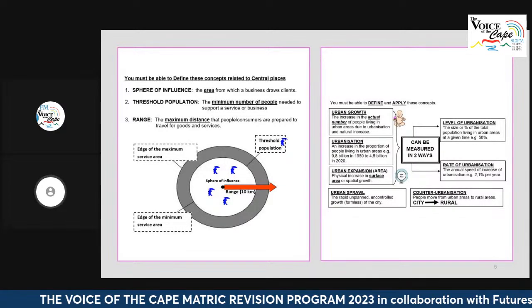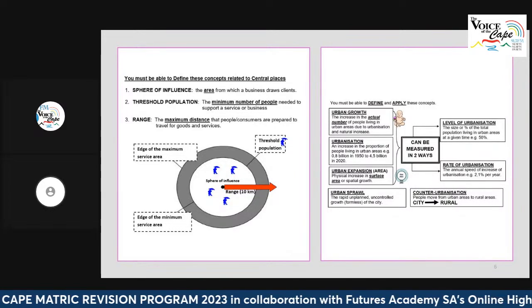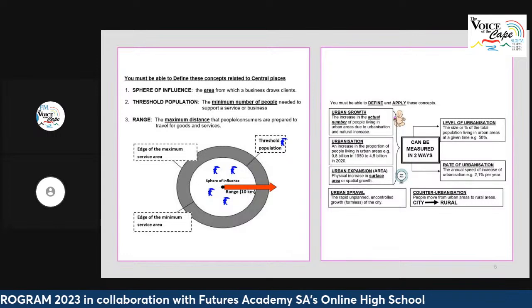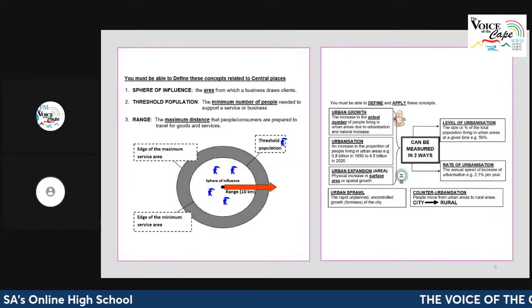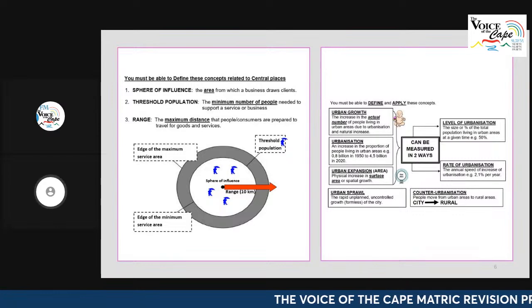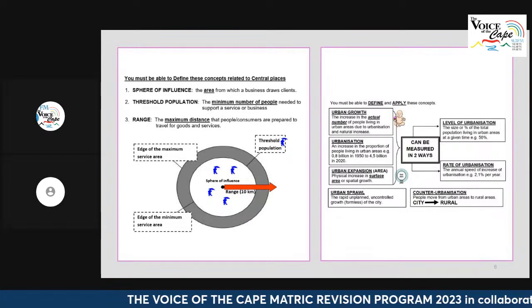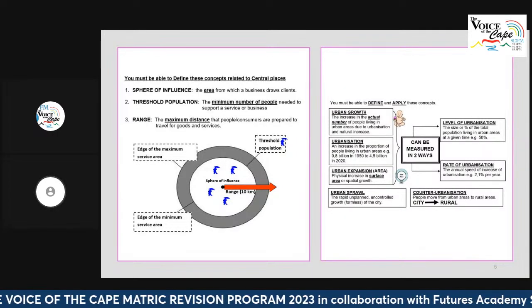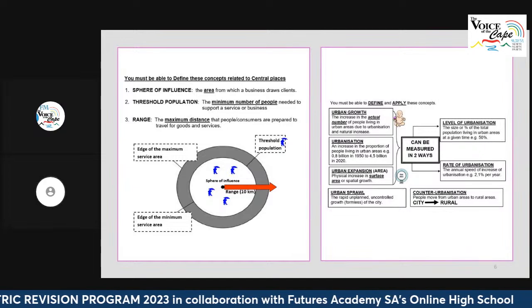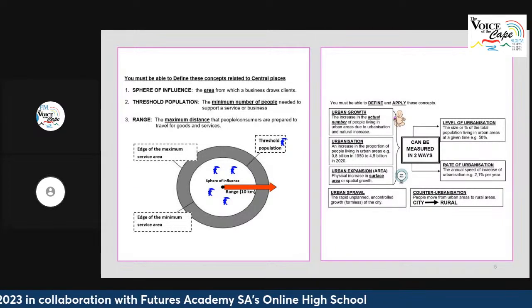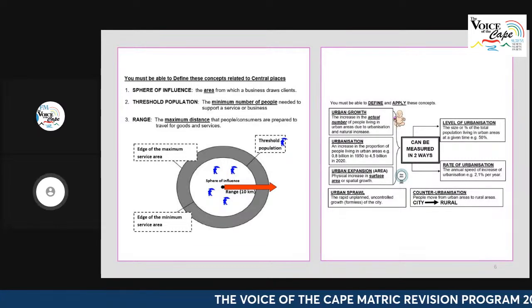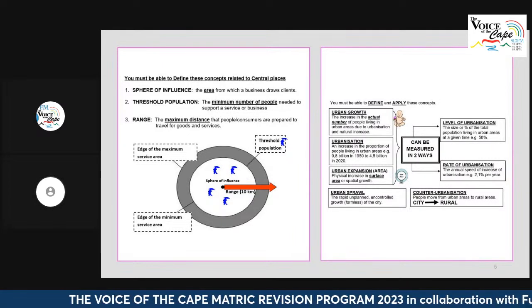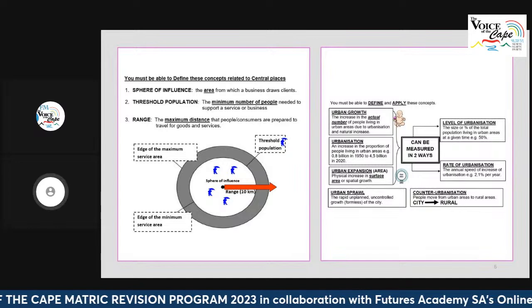Urban sprawl is the rapid unplanned growth of a city. For the level, we would use actual percentages. So we would say within a year, 10% has grown or 20% has grown. Rate would be at what speed it actually moves. So there's a lot that you need to know in terms of the definitions. And remember, when we talk about settlement, the definitions are the most important. If you understand the definitions, you understand the section. So place more emphasis on the definitions as opposed to the content.